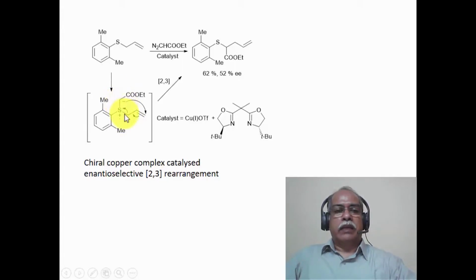So automatically the ylide is formed by transfer of a carbene onto a sulfur center, and that constitutes a 2,3 sigmatropic shift system.